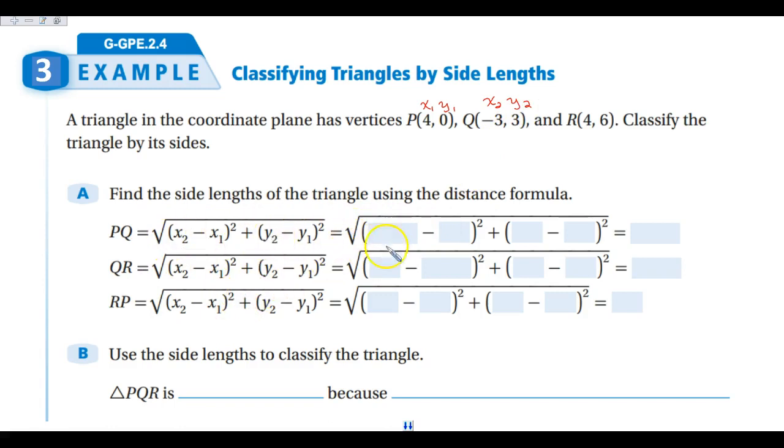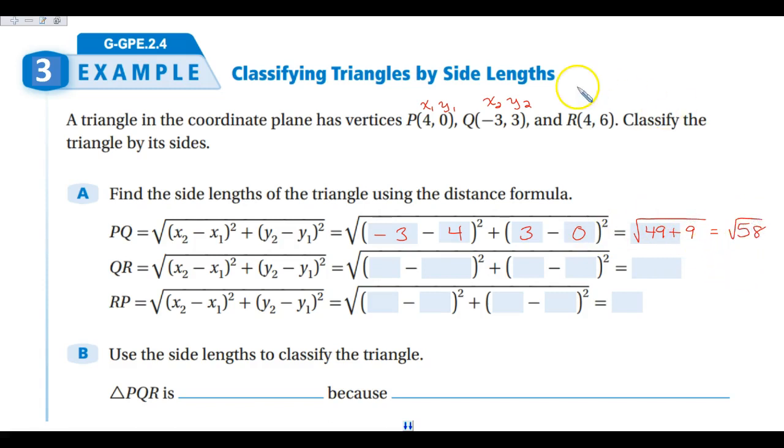So my x2 minus x1 is going to be -3 minus 4. My y2 is 3 minus my y1, which is 0. All right, so this is going to give me the square root of -3 minus 4 is -7. -7 squared is 49. 3 minus 0 is 3, squared is 9, so that is going to be the square root of 58.